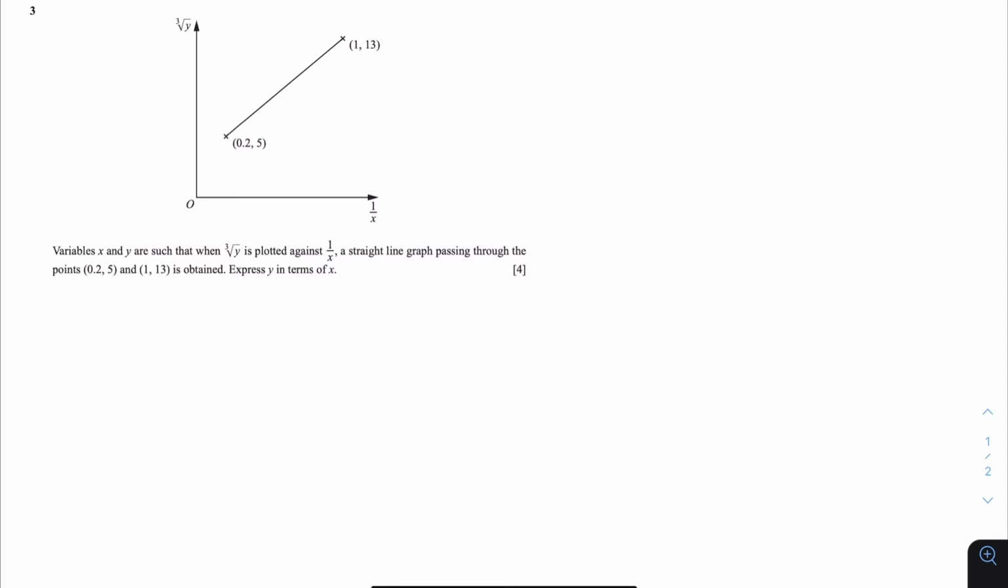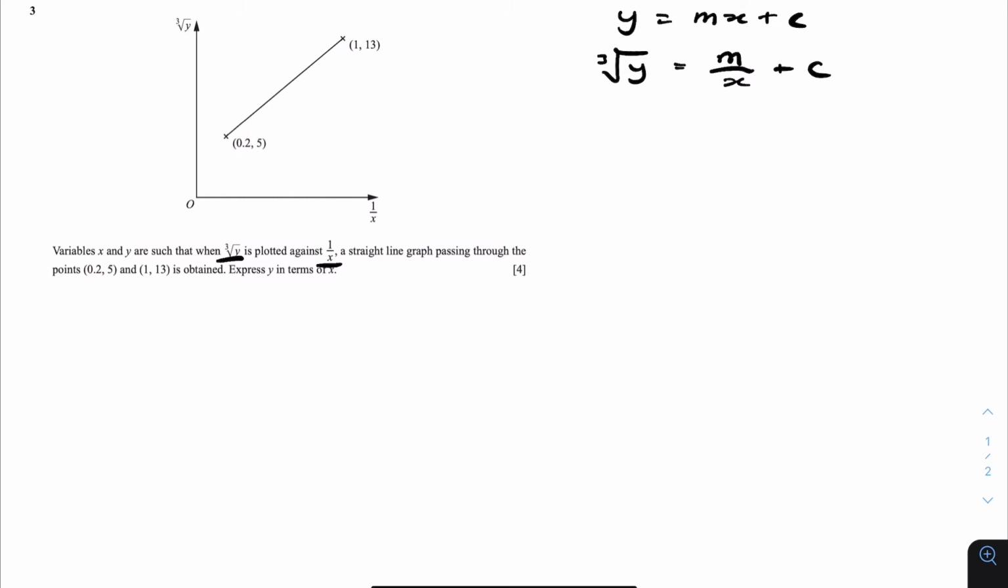The first thing we need to do is write down our linear way of expressing the function, which is y equals mx plus c. And then substitute these values into y and x respectively to get the cube root of y is equal to m times 1 over x, which is just m over x, plus c.